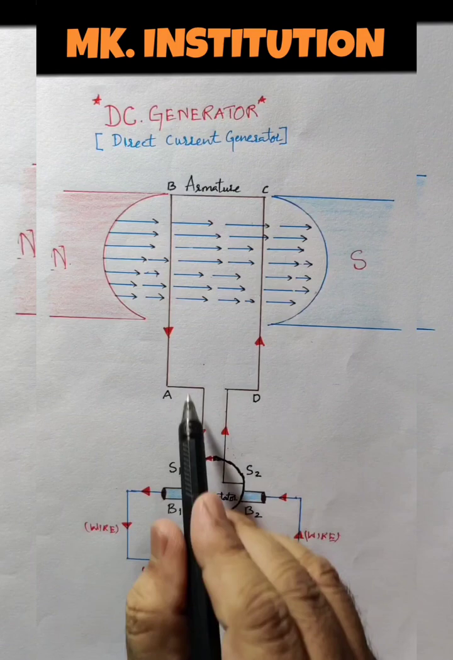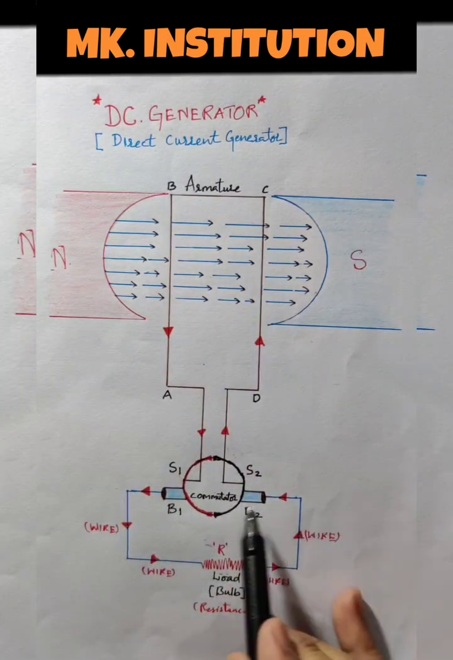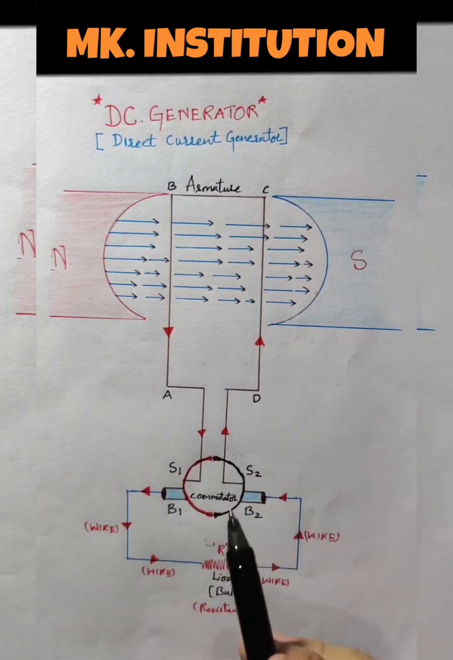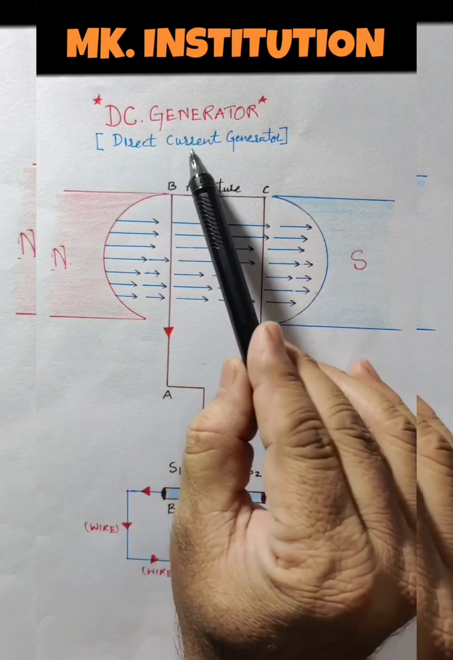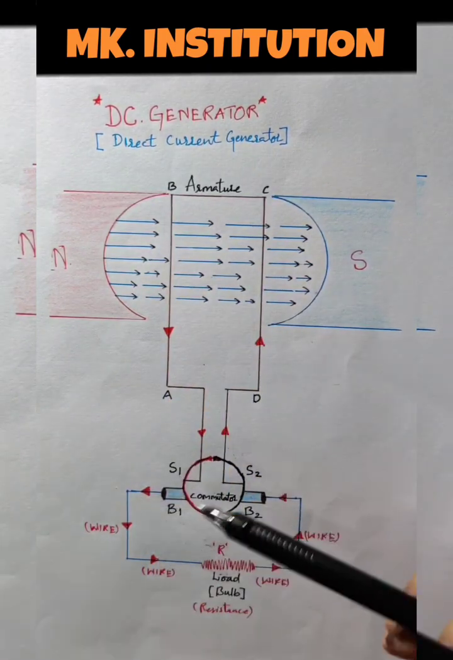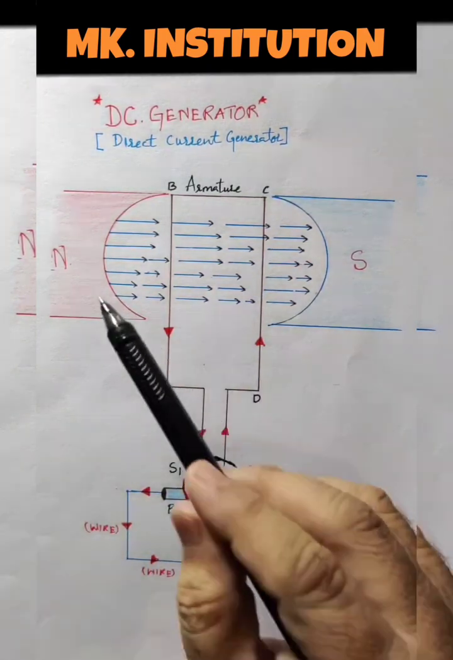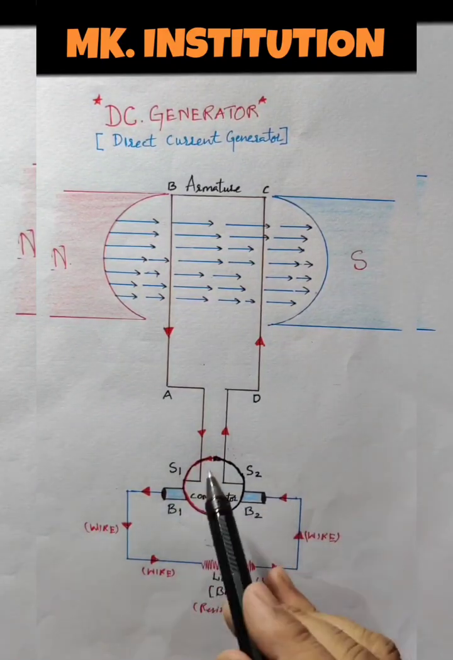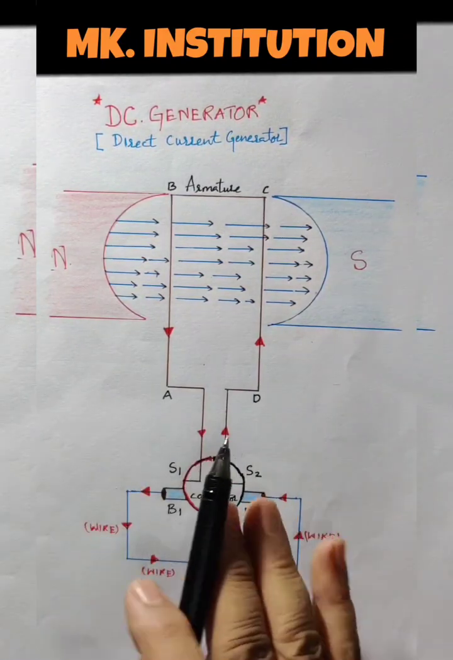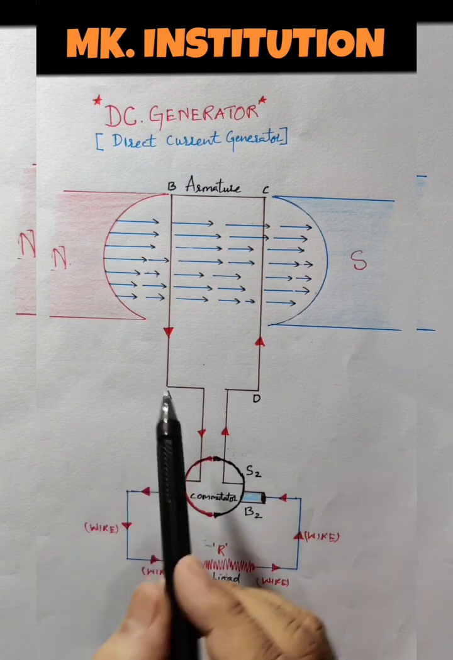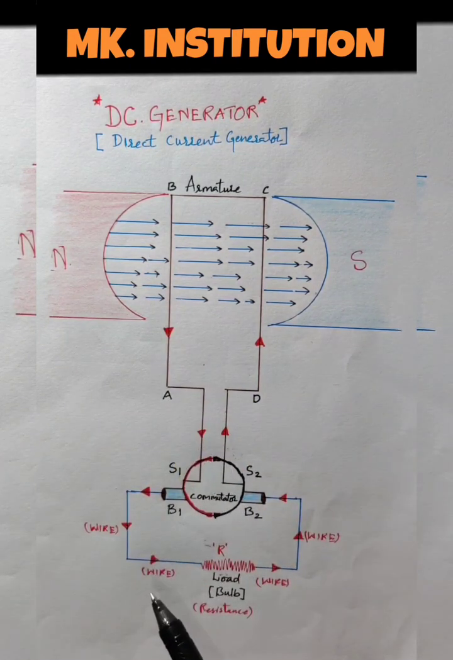Same, one rotation only will be there, simple. Clear? Only in one rotation. So that is the reason it is said to be a direct current generator. The name is given to it as direct current generator. Clear? There is no alternating flow of current here. Only in one direction the current will move. So these points also you can write here.